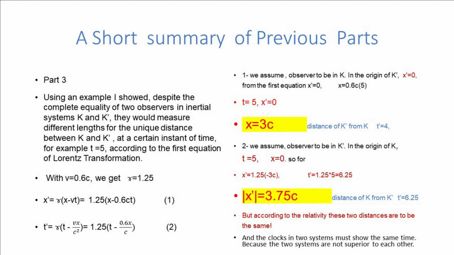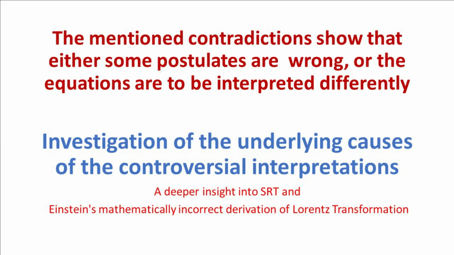But according to relativity, these two distances are to be the same, and the clocks in the two systems must show the same time, because the two systems are not superior to each other. The mentioned contradictions show that either some postulates are wrong or the equations are to be interpreted differently. Investigation of the underlying causes of the controversial interpretations: a deeper insight into SRT and Einstein's mathematically incorrect derivation of Lorentz transformation.